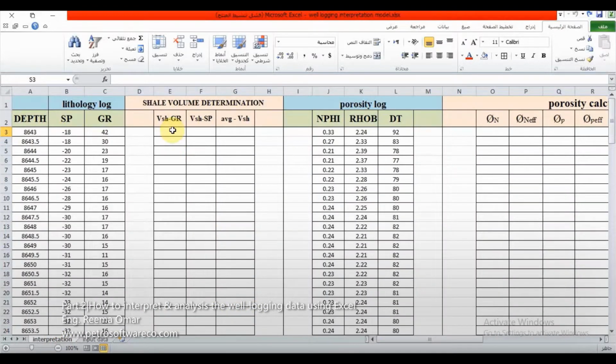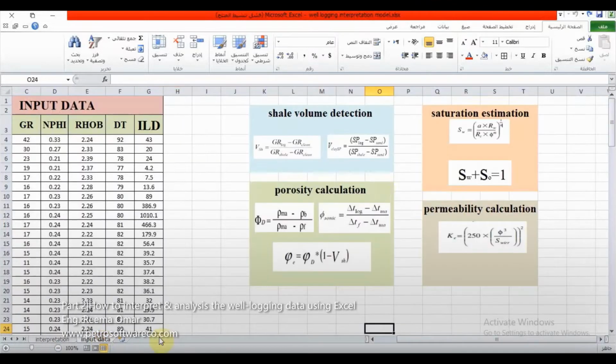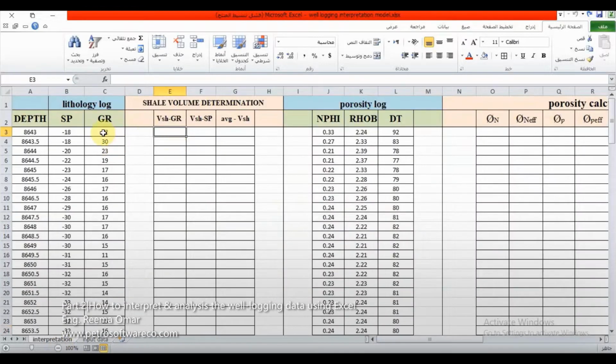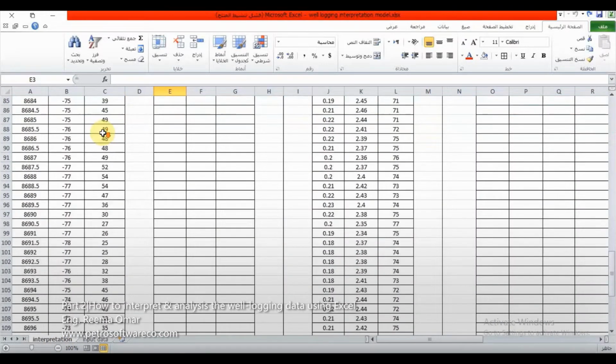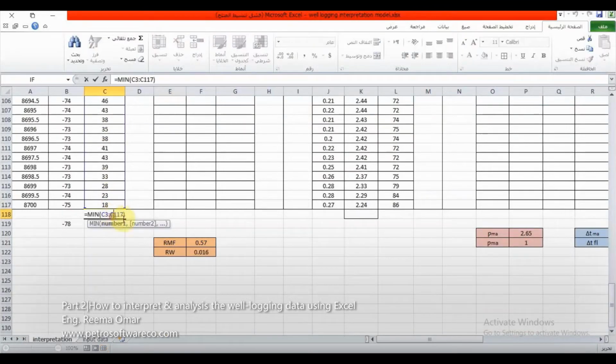So the first step will calculate the shale volume from the gamma ray. The gamma ray equation needs the gamma ray log at a specific depth, gamma ray clean or gamma ray sand, the minimum reading of gamma ray, and gamma ray shale, the maximum reading of gamma ray. So the first step will detect the max and minimum value.